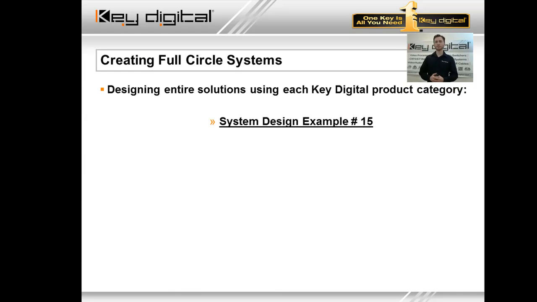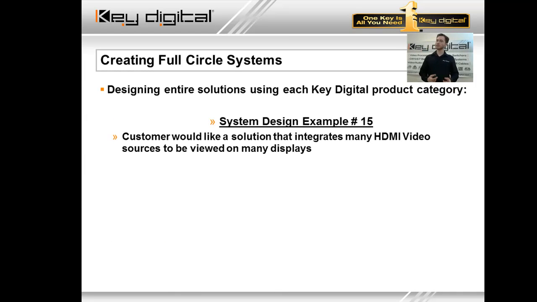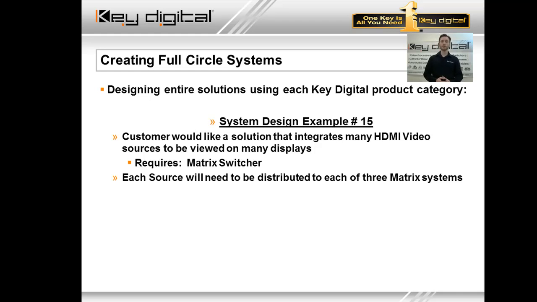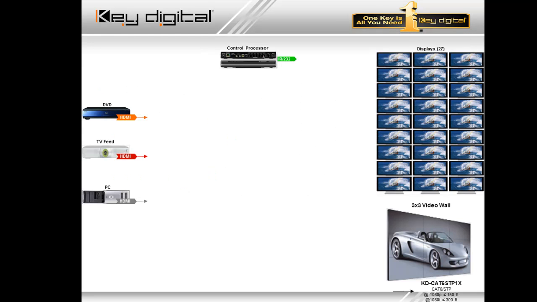Proceeding now to system design example number 15 is another case of the many-to-manys, where you have many HDMI video sources to be viewed on many displays, requiring a matrix switcher. Now you're going to see here this one is rather large. Therefore, each source will need to be distributed to each of 3 matrix systems, okay? So you're familiar here from level 2.1 how we achieve large-scale matrix systems in the analog world. You're going to see how we achieve large-scale matrix systems in the digital world here within just a moment, a picture of that. But in order to do that, you are going to need some distribution amplifiers.